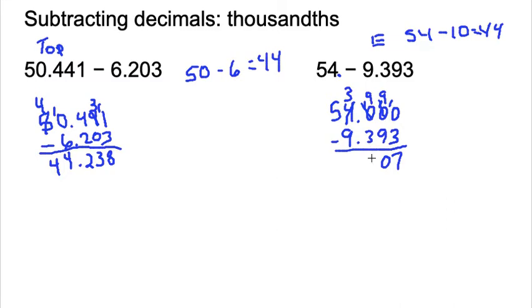9 minus 3, so that becomes a 6. Decimal drops straight down. We can't take 9 away from 3, so we have to borrow from here. So that becomes a 13. We've got 13 minus 9, so that would be a 4.